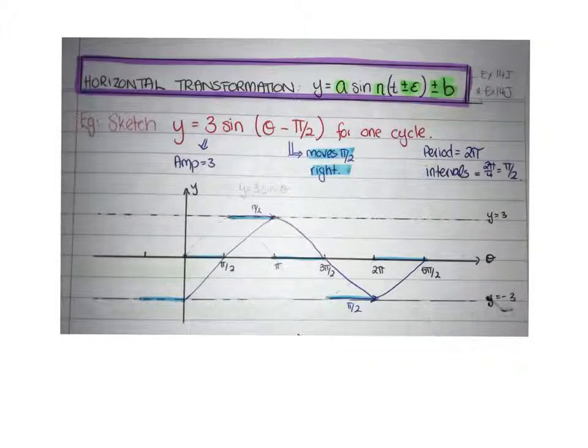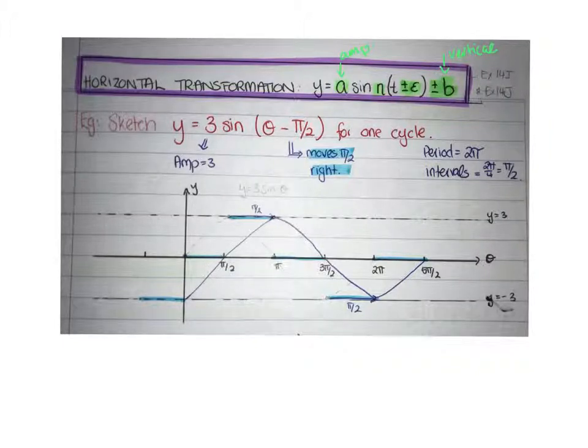Okay, with this lesson, we're looking at horizontal transformation. So we're doing our sine and cosine and tan graphs. Now we've already done the vertical movement, where the zero line moves up, and then you just go up and down the amplitude.